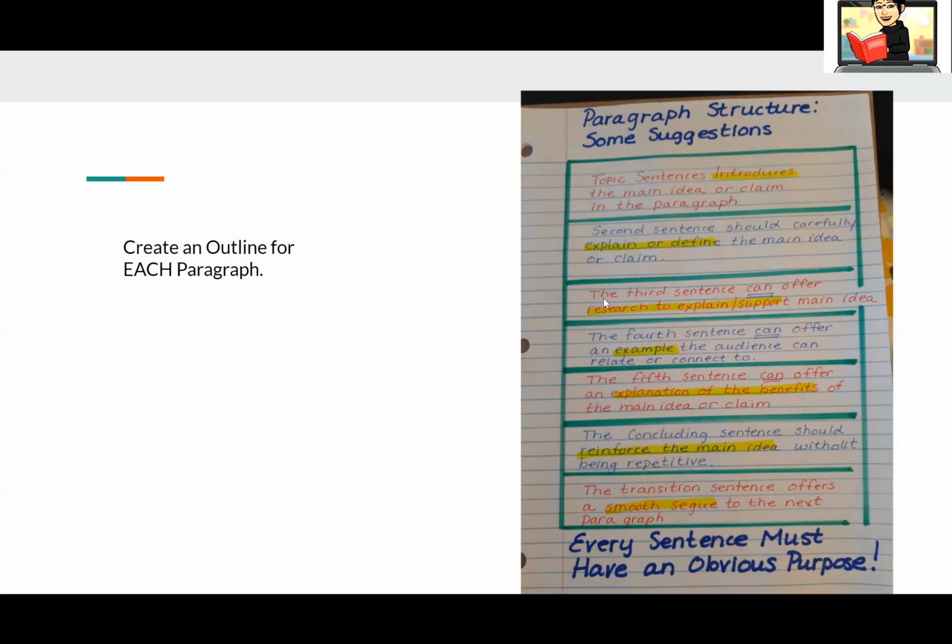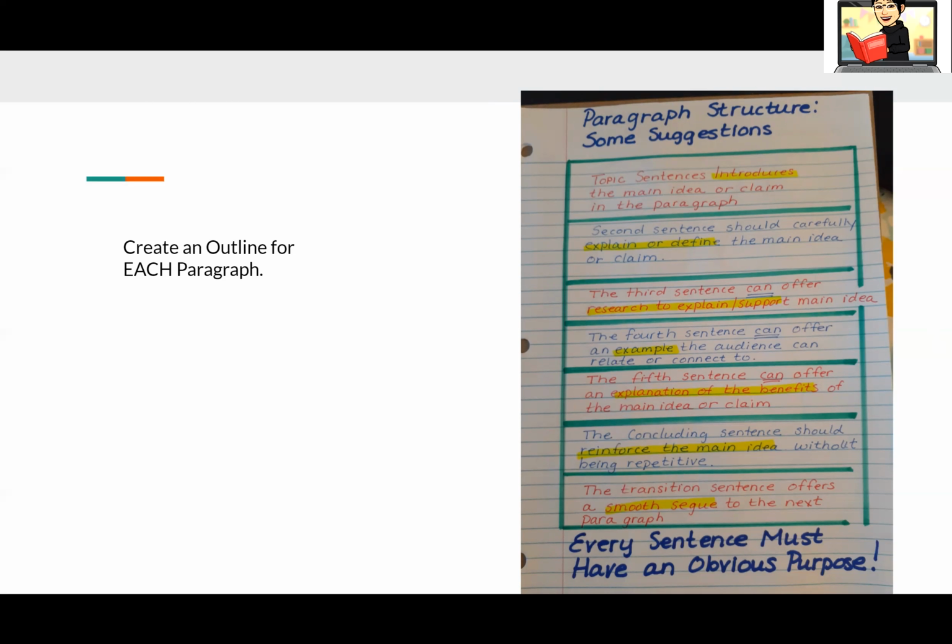Does this mean that each of your paragraphs will only have 7 sentences? Absolutely not. Depending on the needs of the essay and the development of the paragraph, you may do some of these types of sentences 2 or 3 times in a paragraph, right? So this is just your basic paragraph structure.